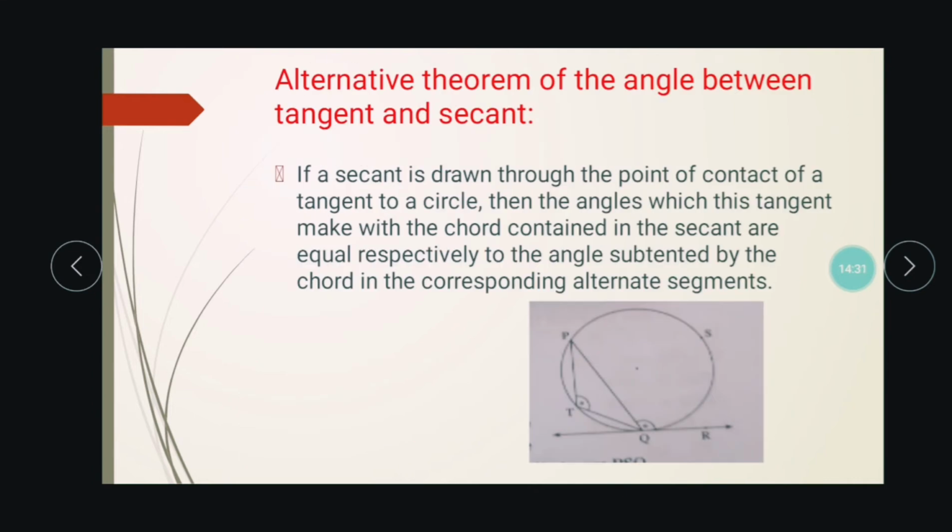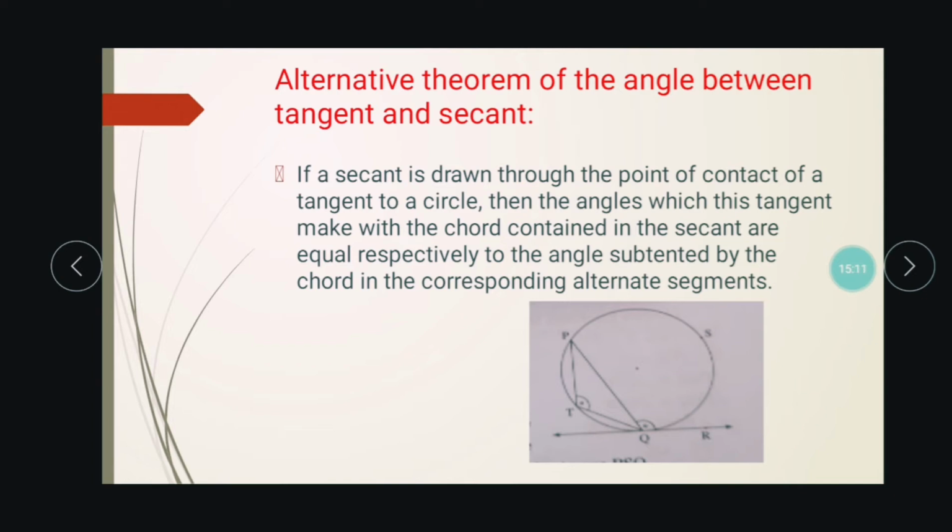Next one, the alternate segment theorem of angle between the tangent and secant. If the secant is drawn through the point of contact of the tangent to the circle, then the angle so formed over here with the tangent makes with the chord contained in the secant is equal to the angle subtended by the chord in the corresponding alternate segment.